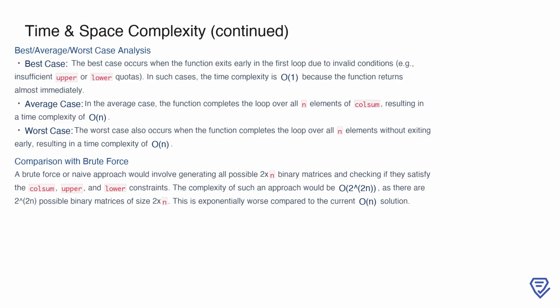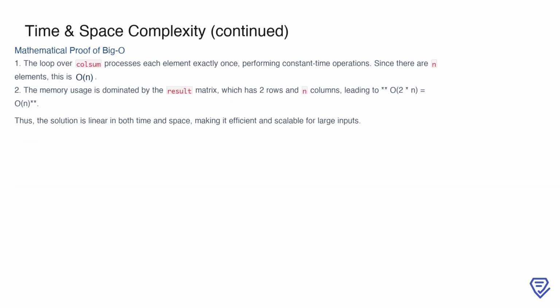Comparing this to a brute force approach, which would involve generating and checking all possible 2xn binary matrices, the brute force method would take O(2^n) time. This exponential complexity is vastly less efficient than the current linear solution, which is O(n). To mathematically validate the big O analysis, let's revisit the main operations. The loop over the colsum array processes each element exactly once, performing constant time operations for comparisons and updates. With n elements in the array, this results in a time complexity of O(n).